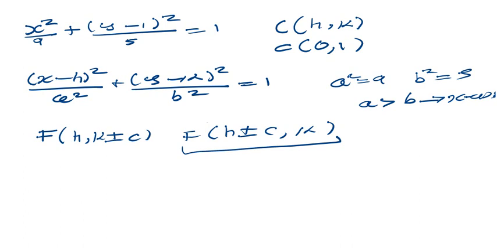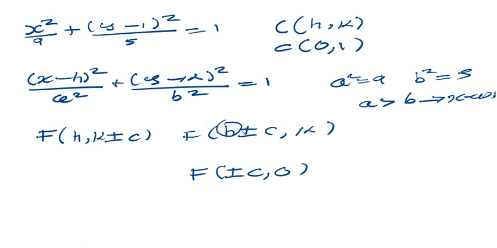Why am I saying so? When it's not shifted, you could have said the focus is just positive or negative c comma 0, but because you have shifted it, with respect to the major axis, which is the x-axis, you look at this h here. That's why it's this set of coordinates that we're going to use. I don't know if that explanation has made sense.